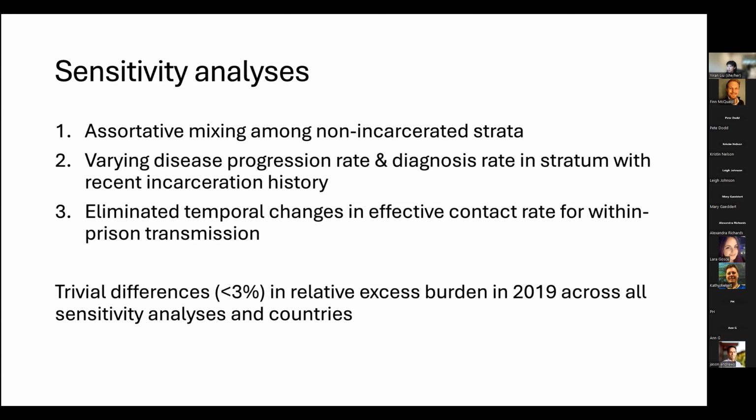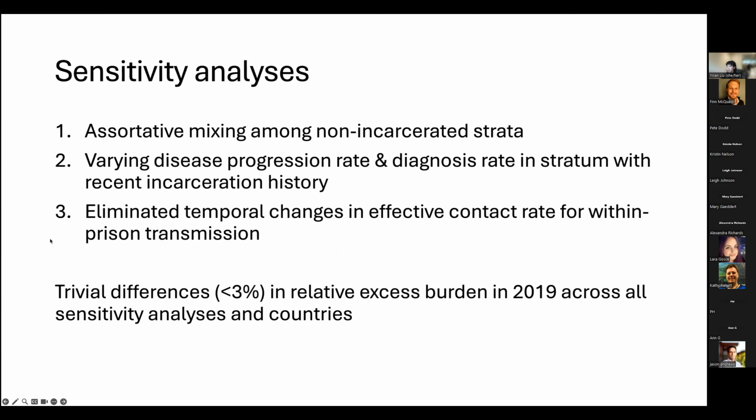All right, so we performed a number of sensitivity analyses, and I won't show you the results, but I'm happy to talk more about these. The first thing was we assumed assortative mixing among the strata outside prison. We assumed that the relative amount of intergroup mixing among people with incarceration history was 3 times higher than under the proportionate mixing assumption. We also tried varying, as I mentioned previously, the disease progression rates and the diagnosis rates in the stratum with recent incarceration history due to a lot of uncertainty about that subgroup. And even comparing the upper and lower quartiles for each of these, we didn't see a huge difference.